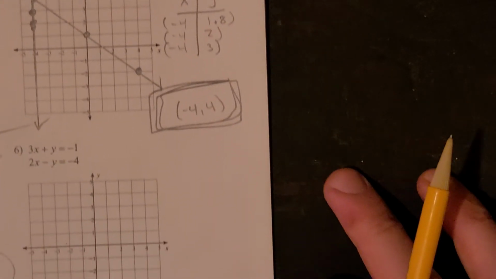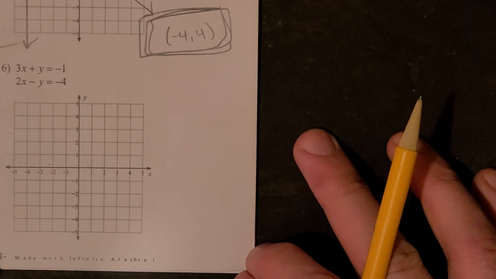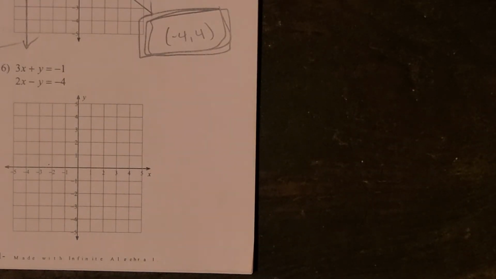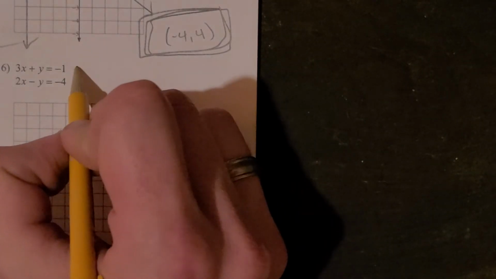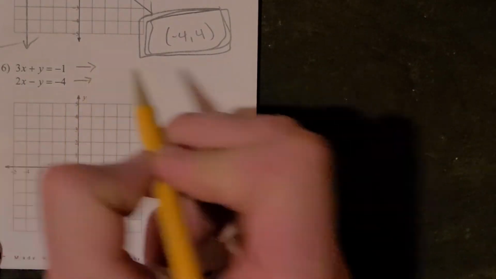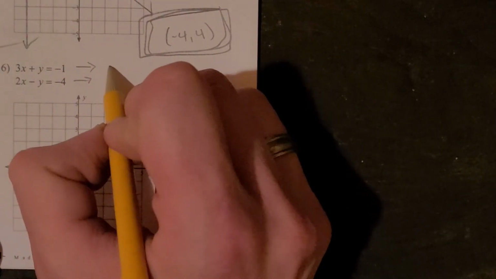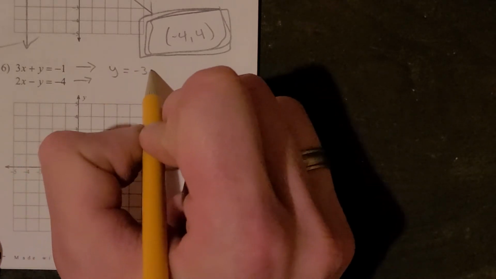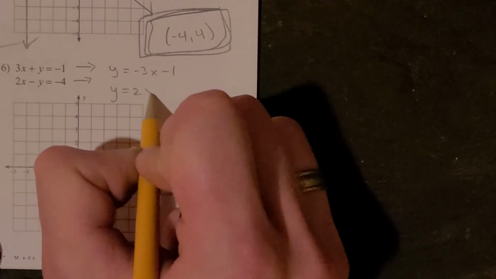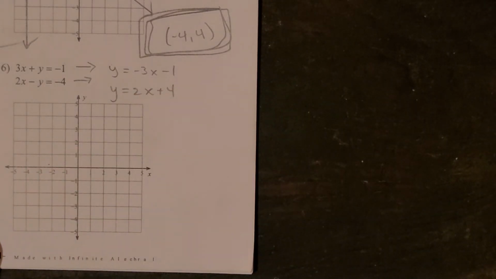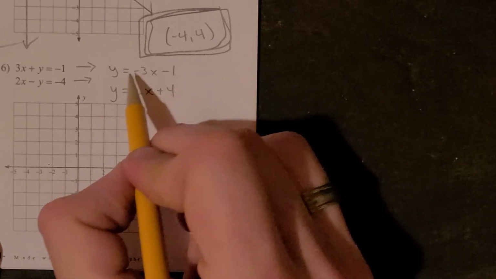All right, then you had to go down to number 6. You had to do a little bit of math here. For number 6, you should have taken these two and changed them into slope-intercept form. This top one would say y equals negative 3x minus 1. The bottom one would say y equals 2x plus 4 once you changed those into slope-intercept form. Then we graph. Let's graph the top one first.